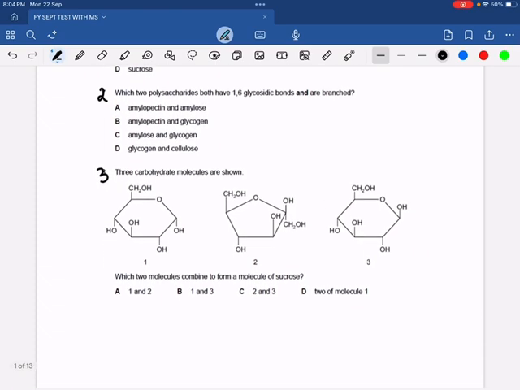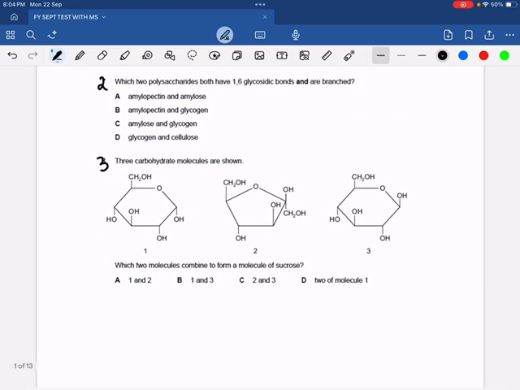Which two molecules combine to form a molecule of sucrose? So of course the answer is A. This is alpha glucose and this is beta fructose, and these two combine to form sucrose. So the answer is A.